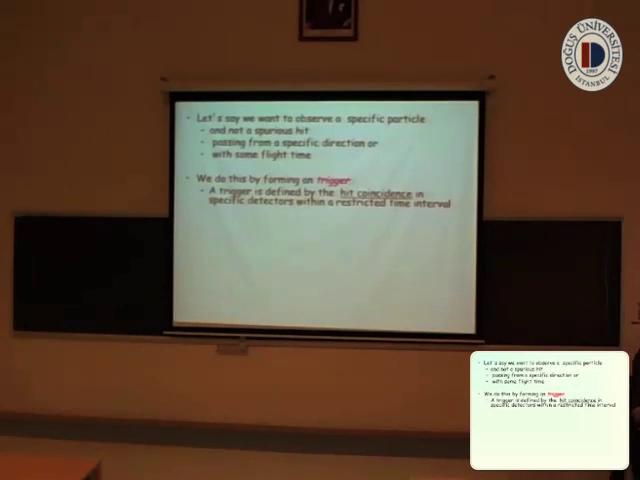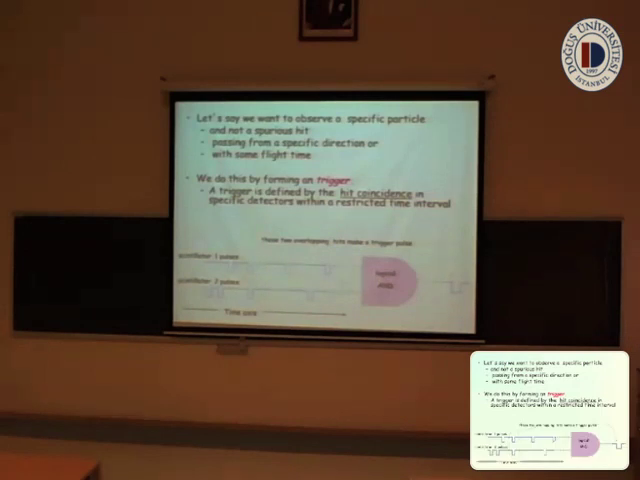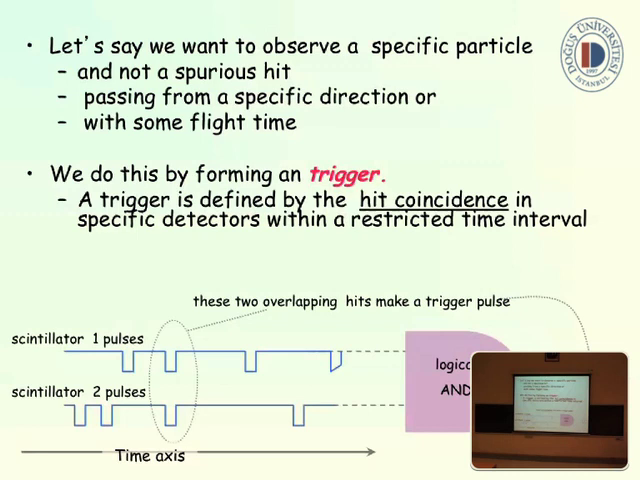A trigger is defined by the coincidence of hits in the specific detectors within a restricted time interval. Let me show you how it works. For example, we use two scintillators and two phototubes. Then we have different noise produced by I don't know what, and we have something that actually came from a certain location that we would like to detect. These two overlapping hits make a trigger pulse, because they came in the same coincidence window, and then we accept this event.